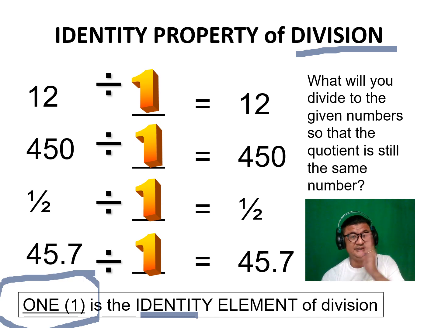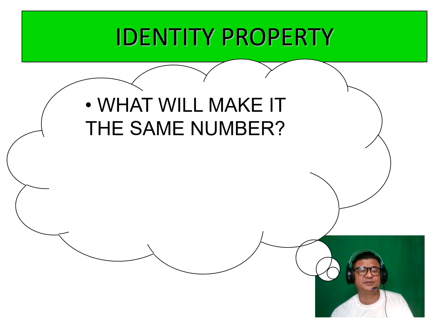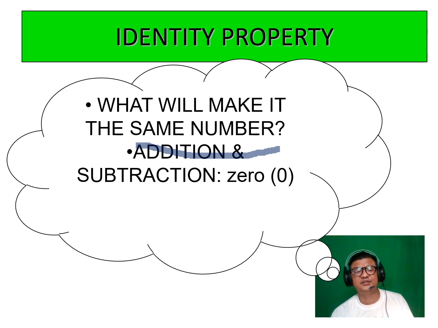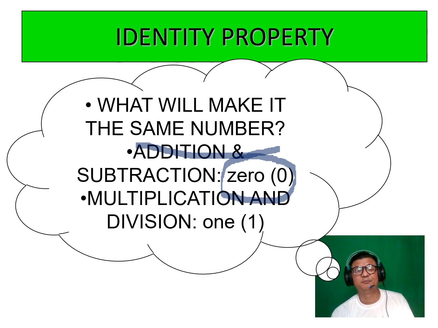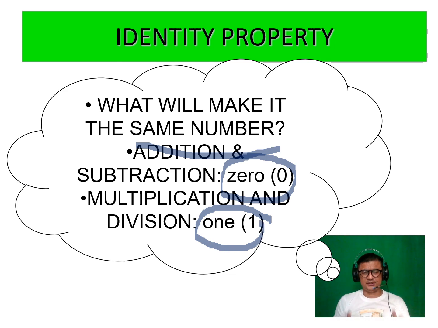So identity property, what will make it the same number? Think, the same number, no change. So for addition and subtraction, use a 0. Okay? Add or subtract 0. But for multiplication and division, use 1. All right. Identity is the same self. Identity. And you use a 0 or a 1.